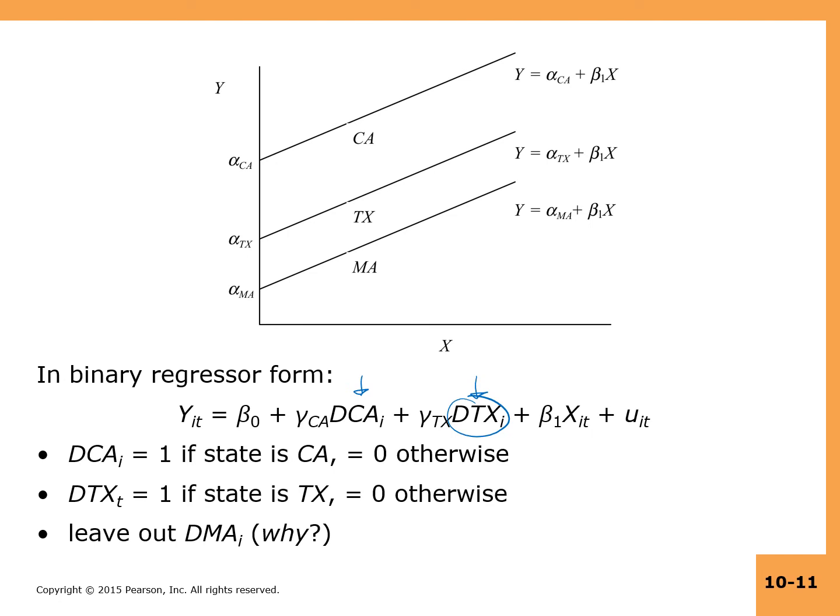In this regression line, we have to leave out the dummy for Massachusetts, and that's because if we include all three dummies for the three different states, then they will be perfectly collinear with each other, and we will run into a multicollinearity issue. So in this case, we have to leave out one of the dummy variables that represents one of the states. It doesn't have to be Massachusetts, it can be any of the states, but we have to leave out one dummy variable that represents one of the states.